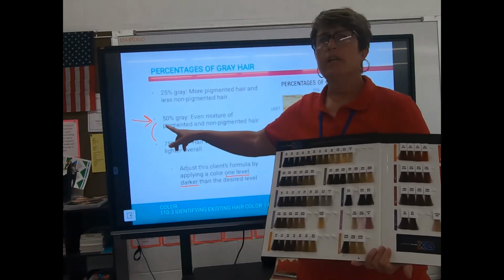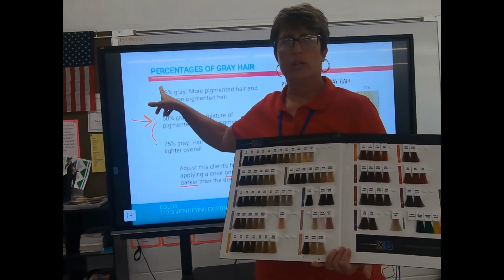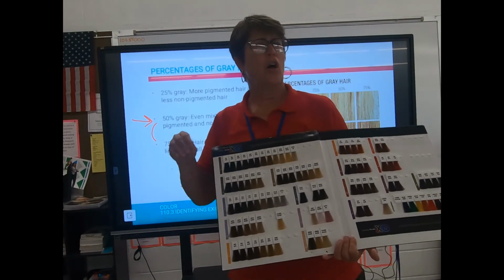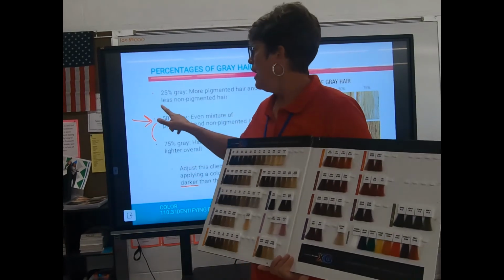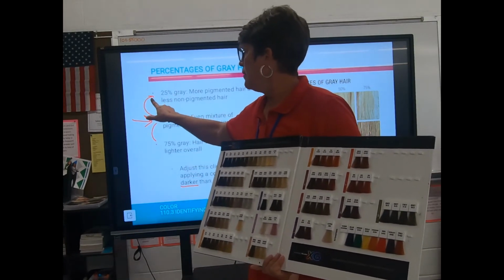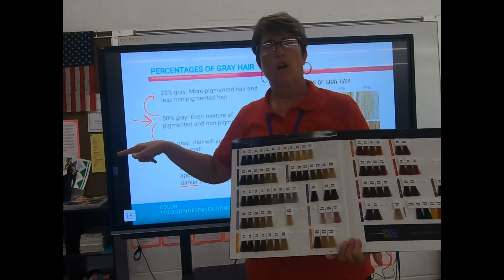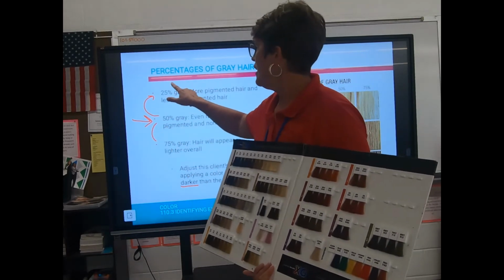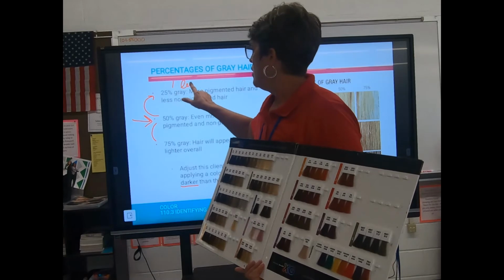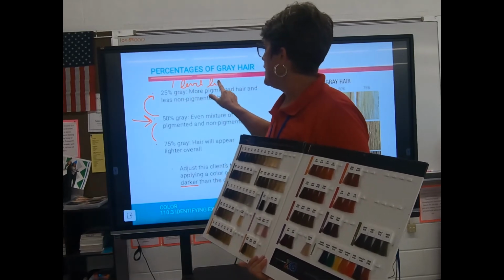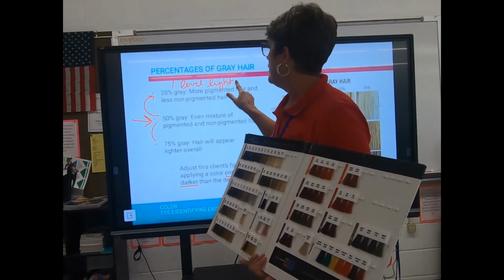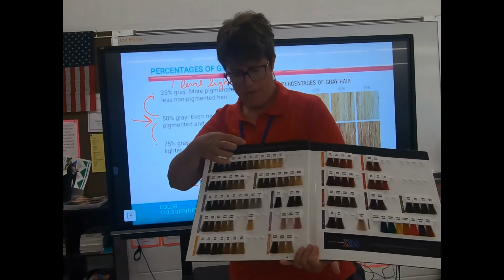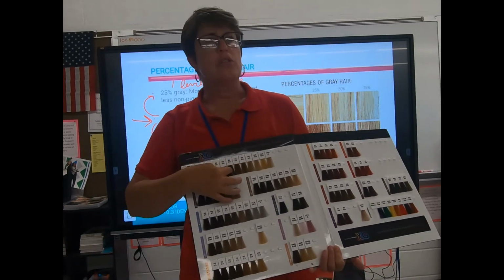All right, if you look at them and they look more dark, so you're like, I'm seeing a lot more dark hair than I am seeing light. Now you're looking this way. Now you want to go 1 level lighter. So in my example, they wanted level 5. Now you're going to use a level 6.